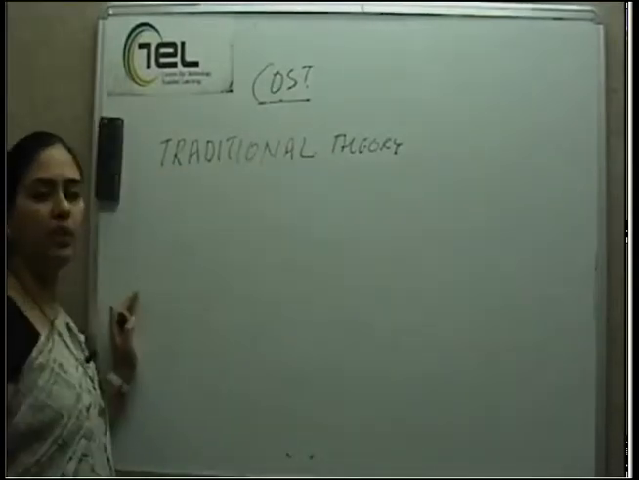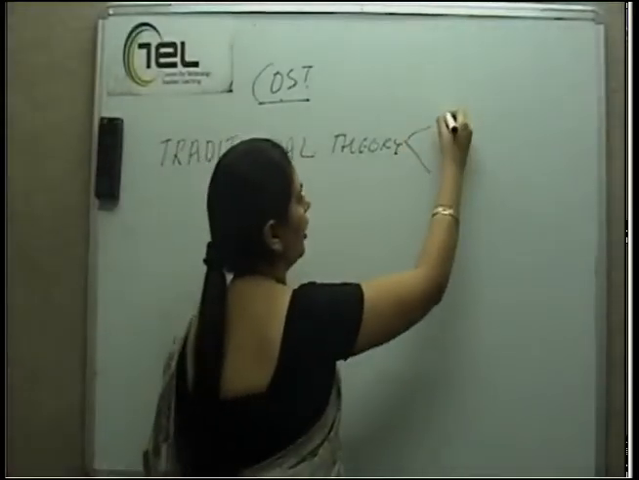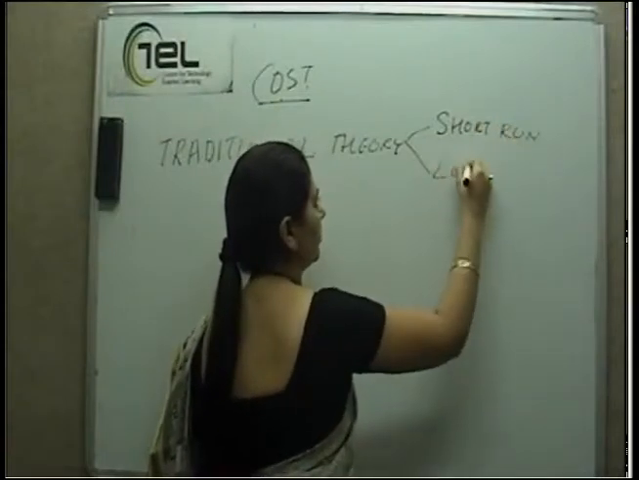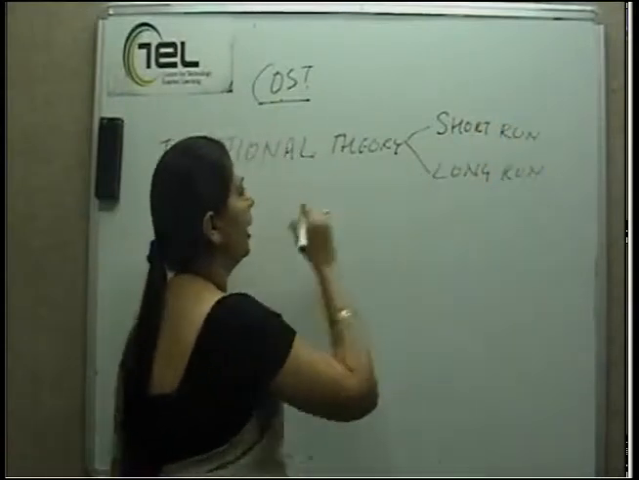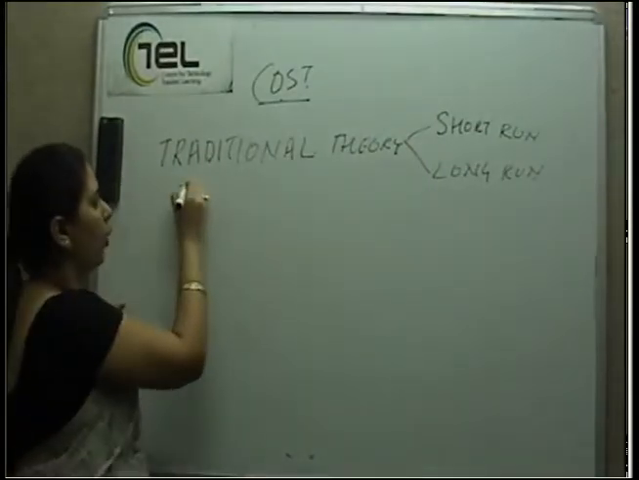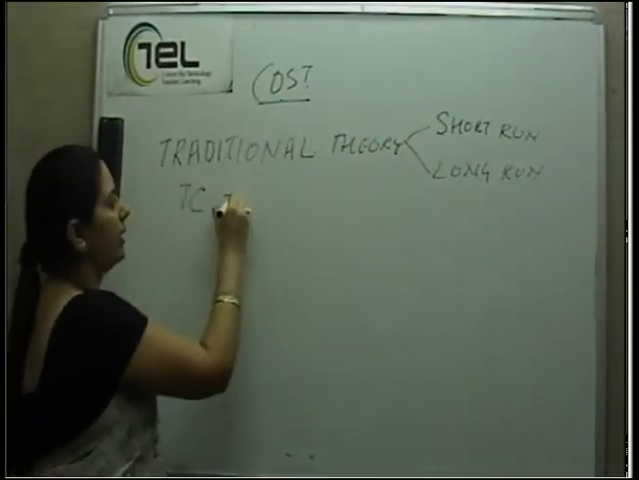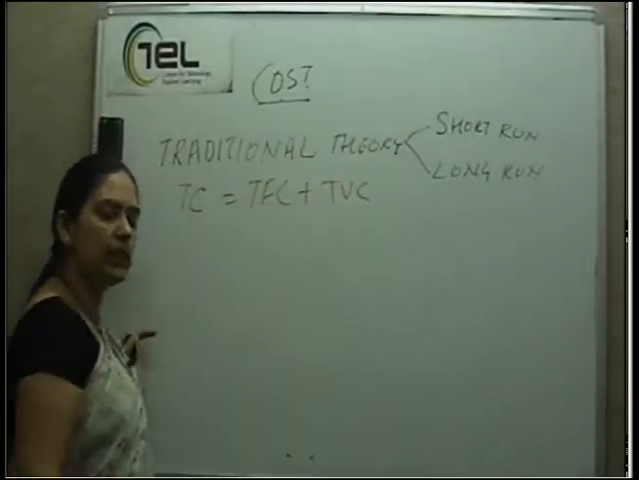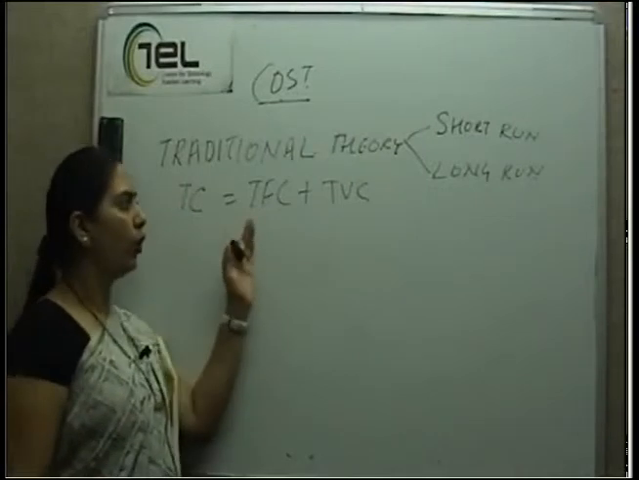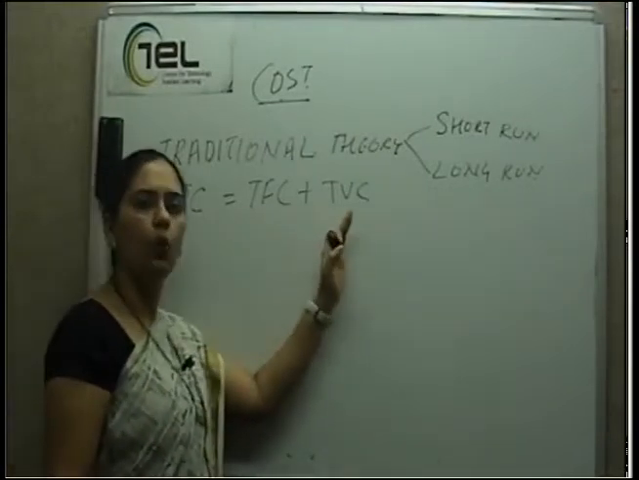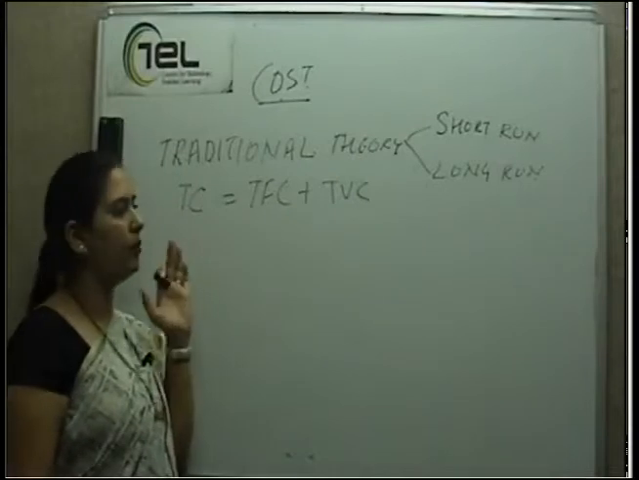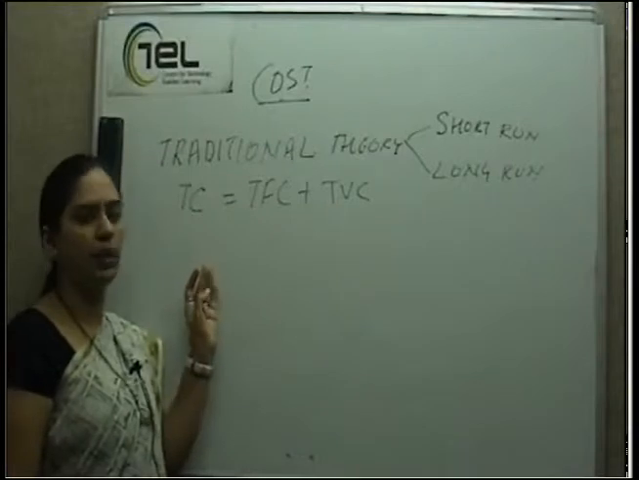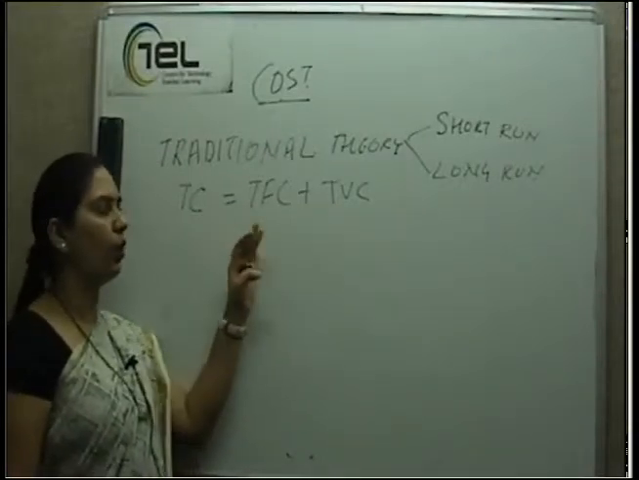Now as per the traditional theory, our total cost, that is TC, is nothing but TFC plus TVC. That is, total cost is the summation of total fixed cost plus total variable cost. Now, the objective of this session is that we have to go through all the graphical presentation of different curves. Let's first start with total fixed cost.